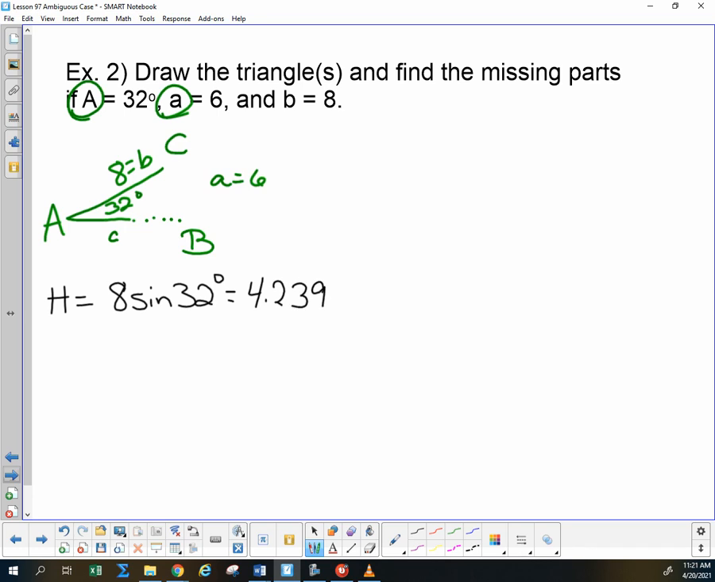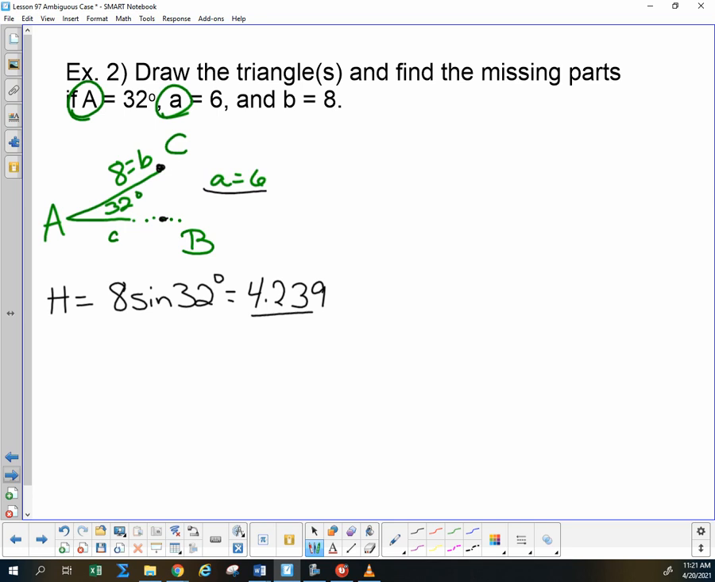Then we are going to compare a to h. What do you notice? Haley. So what does that mean? If the shortest way to go from up here at the top down to the bottom is 4, and we have 6, is ours long enough to make a triangle? So yes, a triangle exists. Okay, then they're not equal, so we know it's not a right triangle.